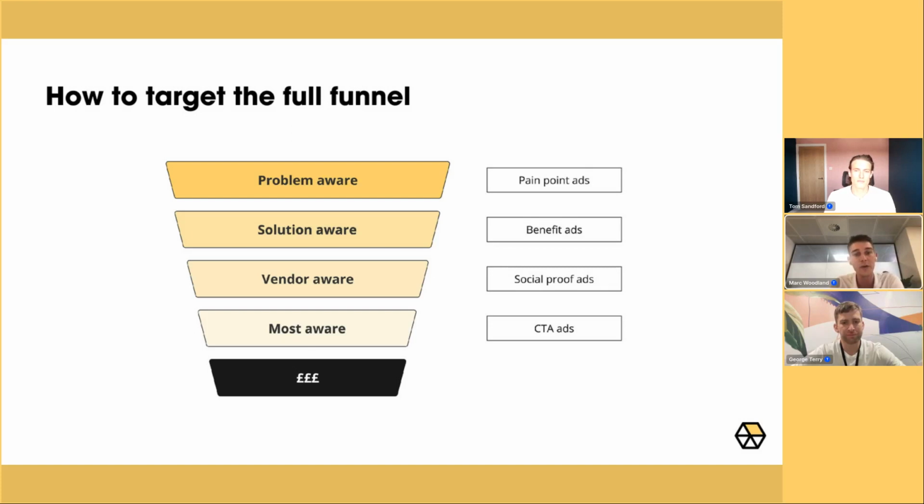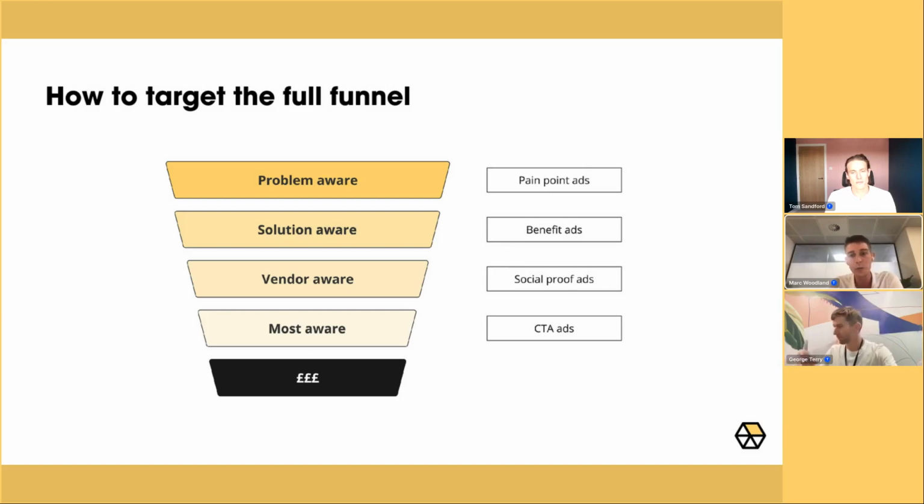So for people who are in the problem aware stage, we run pain point ads. And these are ads that elaborate on the pain that they'll be experiencing and start to introduce the features and benefits of your solution and your offer. For people who are solution aware, we have benefit ads, and this is the gains that they're going to get from using your solution. What's the world going to be like after they start working with you, and how do you make that happen?